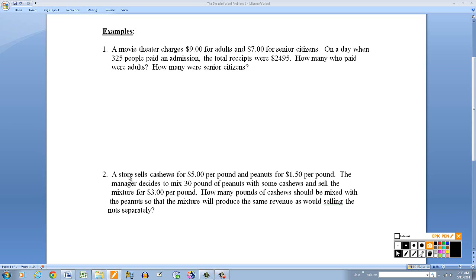Now the second one, I'm going to use one variable because that's convenient, because they're only asking for one thing here. Say a store sells cashews for $5 per pound and peanuts for $1.50 per pound. The manager decides to mix 30 pounds of peanuts with some cashews and sell the mixture for $3 per pound. How many pounds of cashews should be mixed with the peanuts so that the mixture will produce the same revenue as would selling the nuts separately?